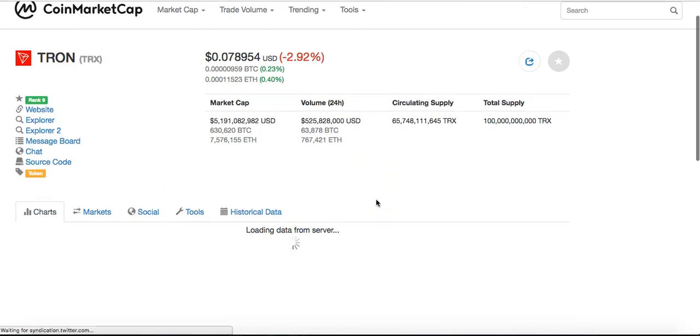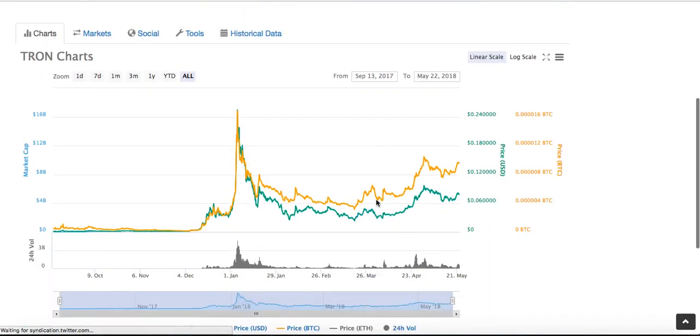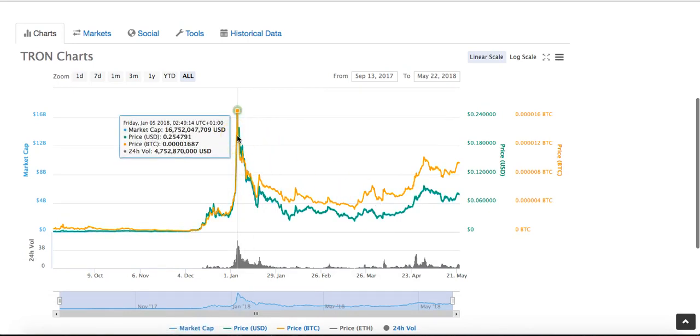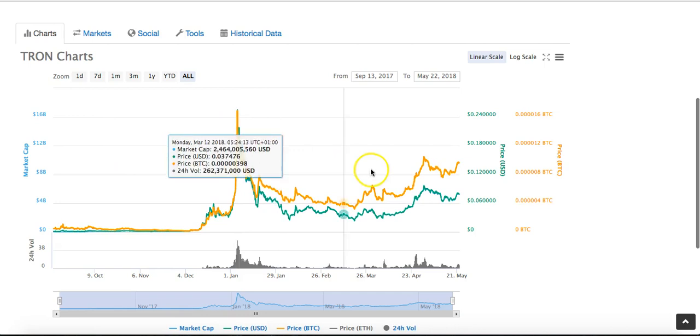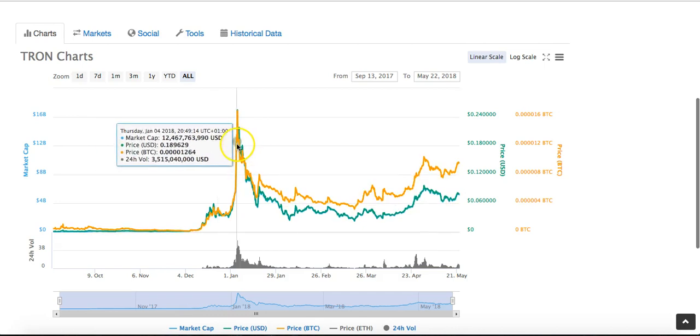So we pick Tron. Let's let the data load up. This is its all-time graph, so you can see everything that's happened. And like I showed you in the previous video, this was the boom and bust days when it went crazy. So it's now back up here. It's at 0.8 of a penny, so 8 and a bit cents against the US dollar. Obviously up here it was 21 cents.